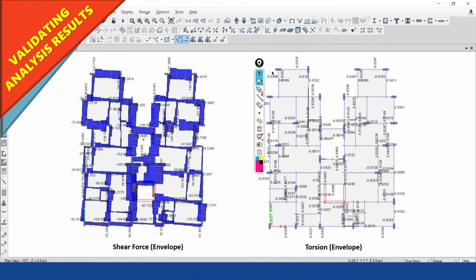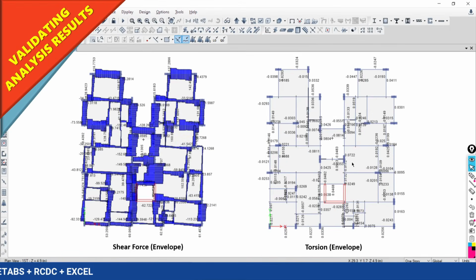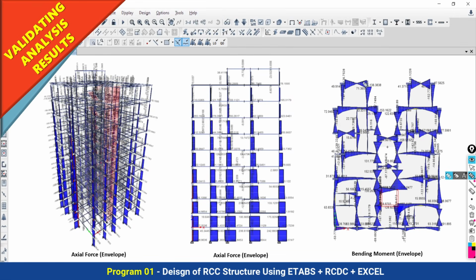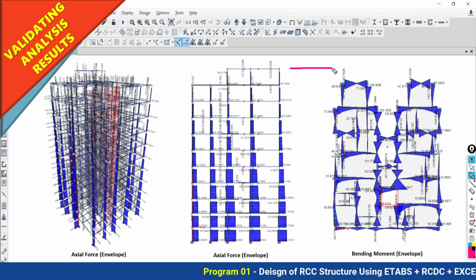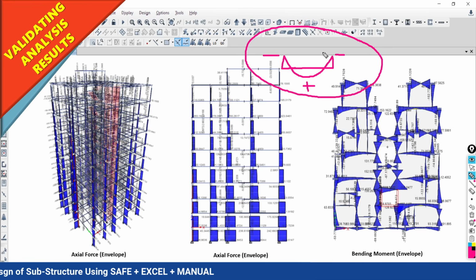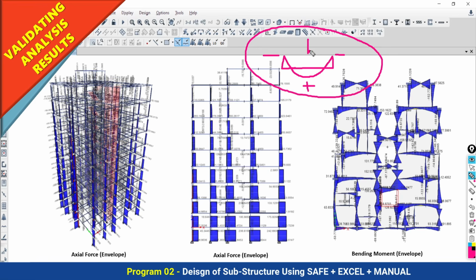When we are going to deal with a project where only the gravitational loading is there, what we are expecting is that the bending moment diagram for the fixed beam will be of this shape. Here the negative moment will be, here the negative moment will be, here the positive moment will be. This expectation is possible when your structure is subjected to only gravitational load.